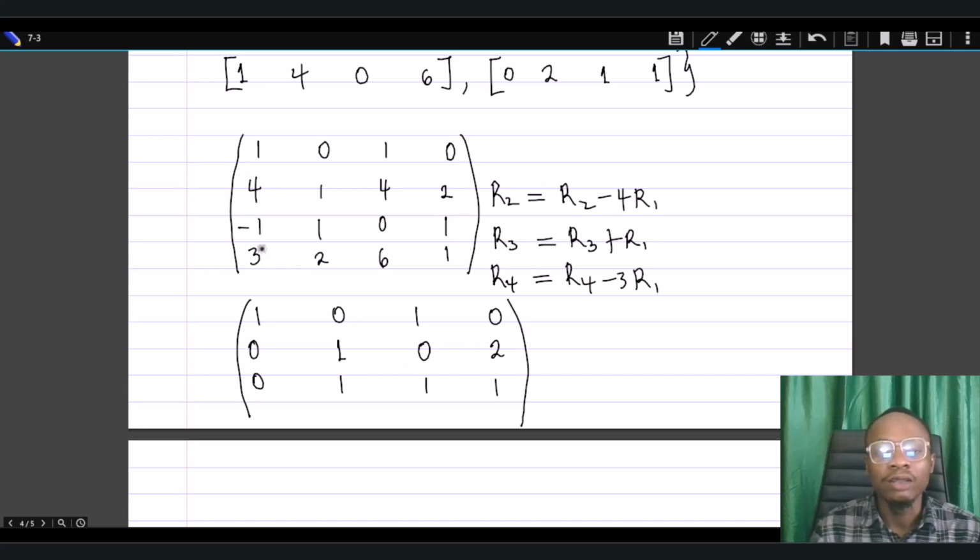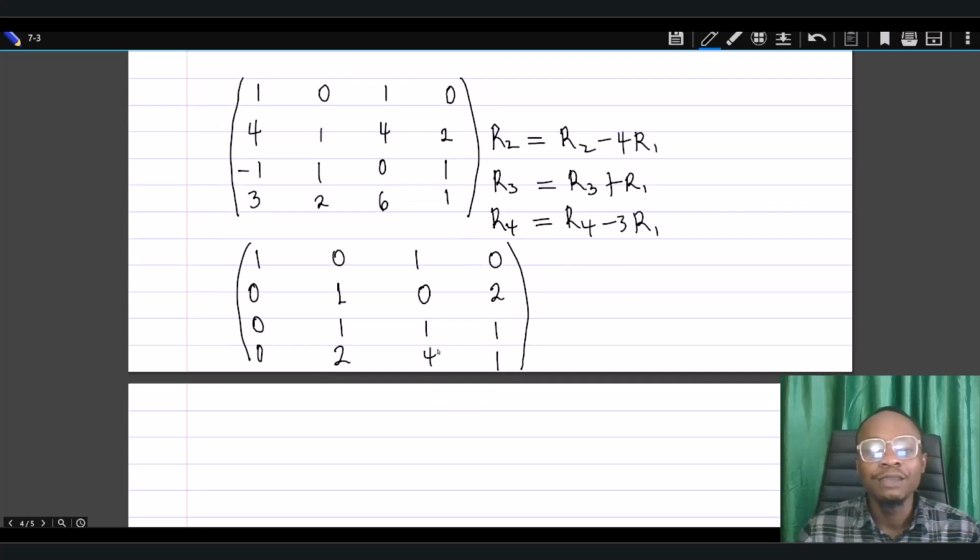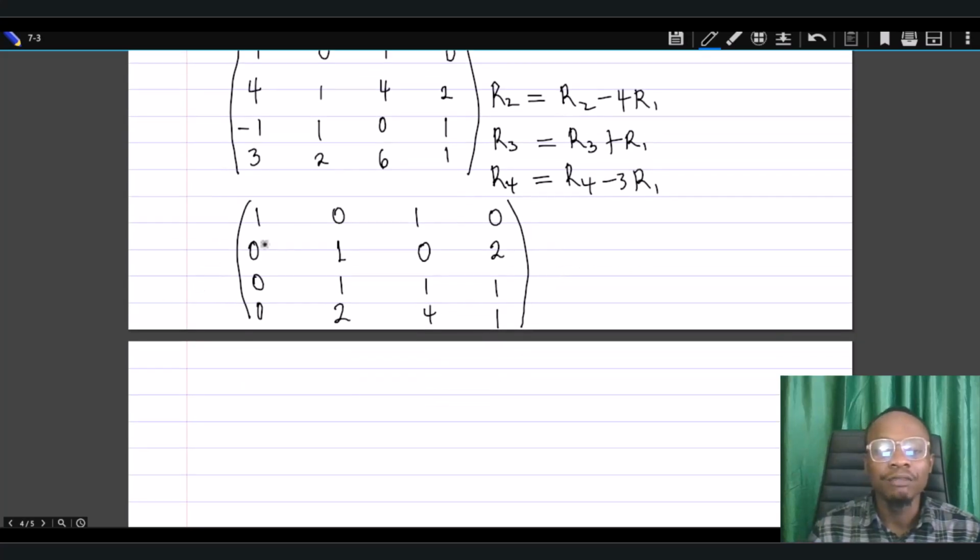And then on the next one, we have R4 minus 3R1. So this is 3 minus 3, which is 0. 2 minus 3 times 0, that is 2. Then 6 minus 2 times 1, that is 4. And then we have 1 minus 0, that is 1. Okay, so with that, we are good to go. What is the next thing? We have 1 here, so we can use that to get everything below it to 0. So this is going to be R3 equals R3 minus R2, and then R4 equals R4 minus 2R2.